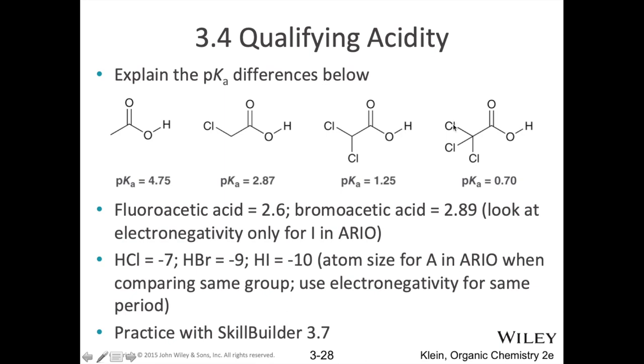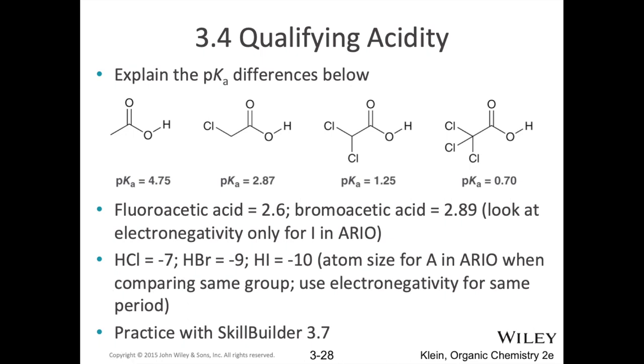We also notice this if we use more electronegative elements. Here we have chloroacetic acid with its pKa of 2.87. If we swapped out that chlorine for a fluorine, that pKa drops to 2.6. However, if we use bromine, which is less electronegative than chlorine, notice that the pKa is actually 2.89 compared to 2.87. So you want to keep in mind that electronegativity affects this inductive effect.